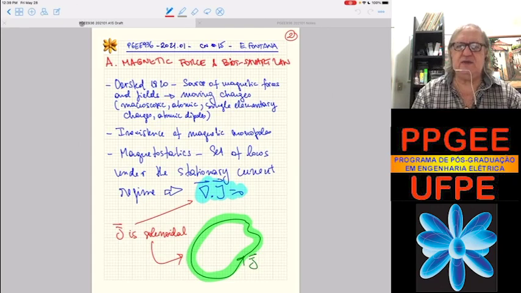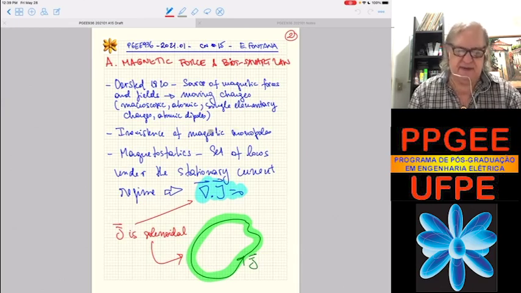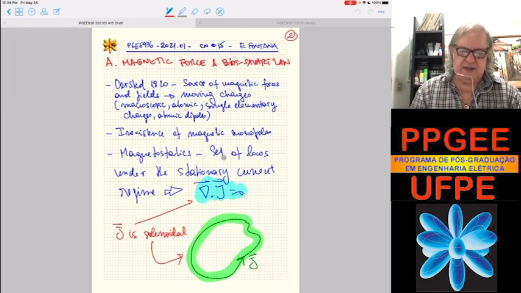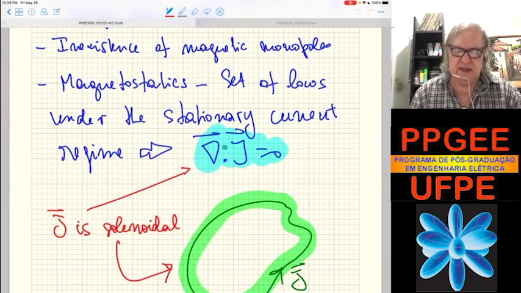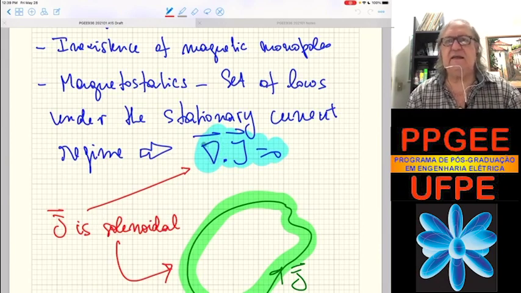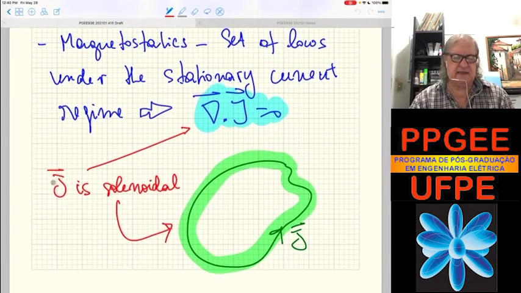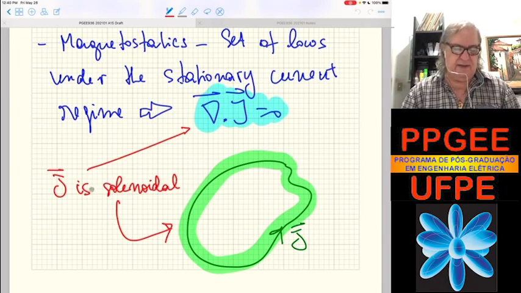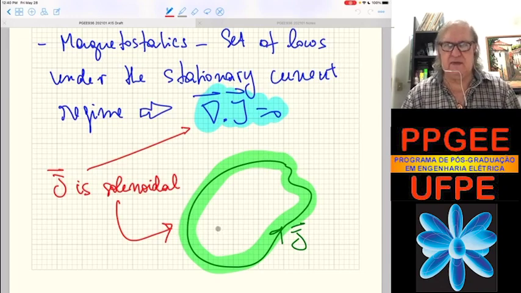Some things that we know: there are no magnetic monopoles, differently from the electric effects. We have electric monopoles, the point charges, for instance, but we don't have that in magnetism. And magnetostatics is defined as the set of laws under the stationary current regime. In other words, stationary means that the divergence of J, the current density, is 0. So magnetostatics is the set of phenomena in which J is solenoidal, so J forms closed loops of currents.